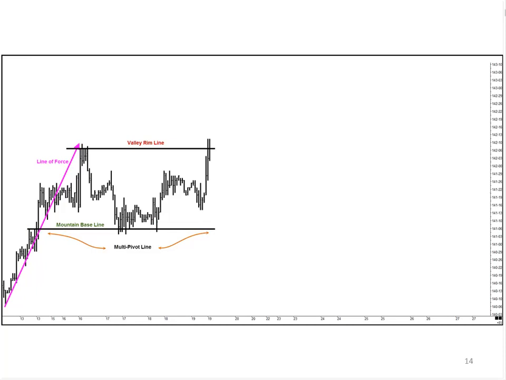And this one didn't even get the chance to test down here, which is a sign of strength, okay? We come up to the valley rim. You can see people tried to sell it here. We came back down to the mountain baseline. It held. We restored all our energy in this nice, tight coil. Headed higher, couldn't make it down. Look at the volatility pickup. And where do we go? Right to the valley rim. Let's see what happens. Here's the beginnings of what I see.